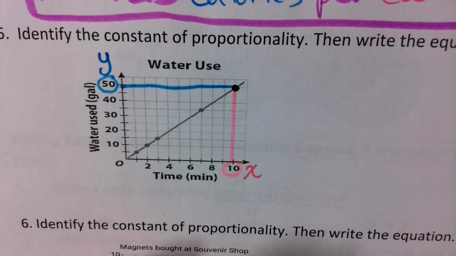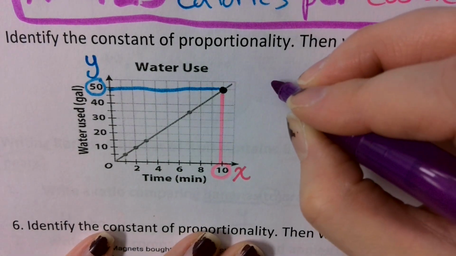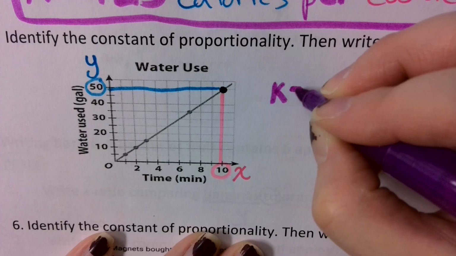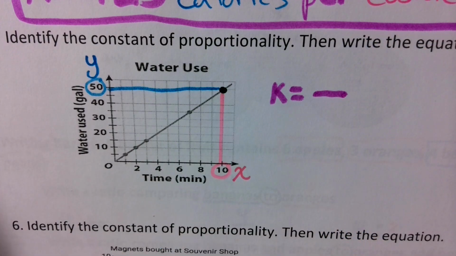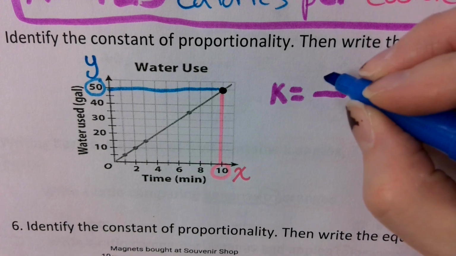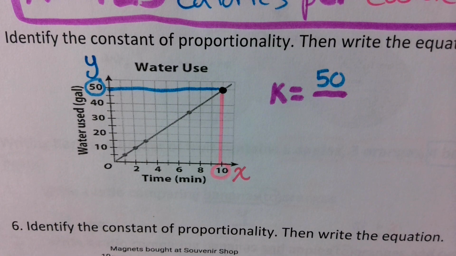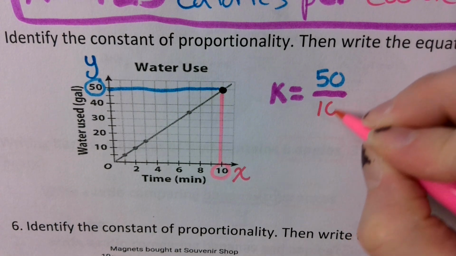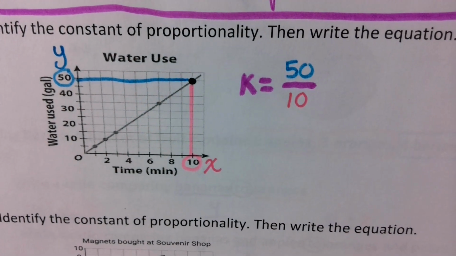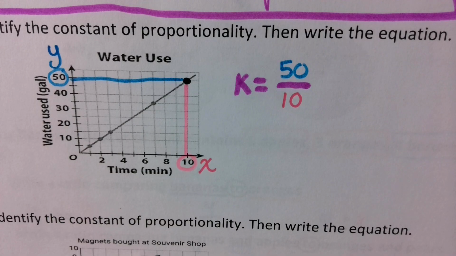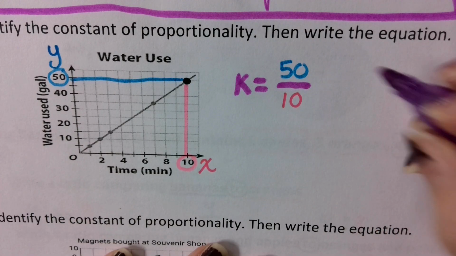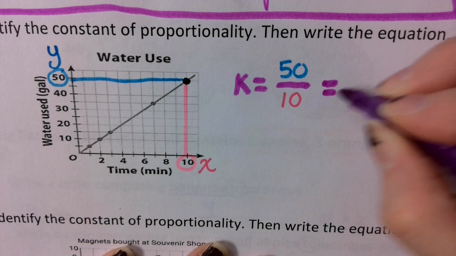So then we can substitute it back into the problem. We can say, hey, k is equal to, what goes on top, x or y? Y. Y goes on top, right? We're going to put y on the top. So we're going to put 50 on the top, and we're going to put 10 on the bottom. And then we simplify it. What is 50 divided by 10? 5. So we're going to get 5.